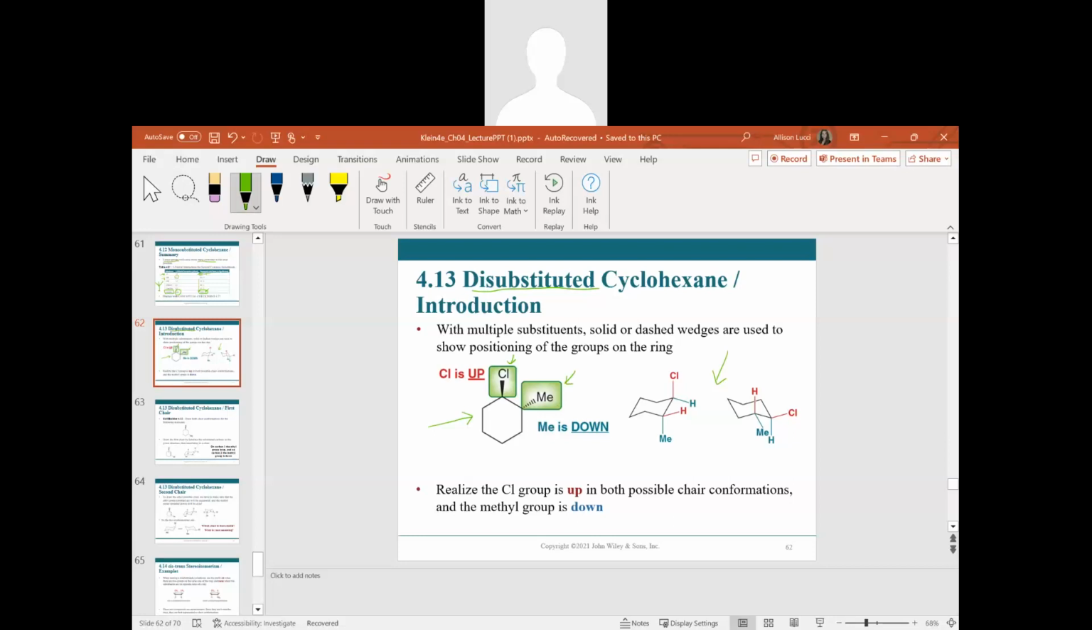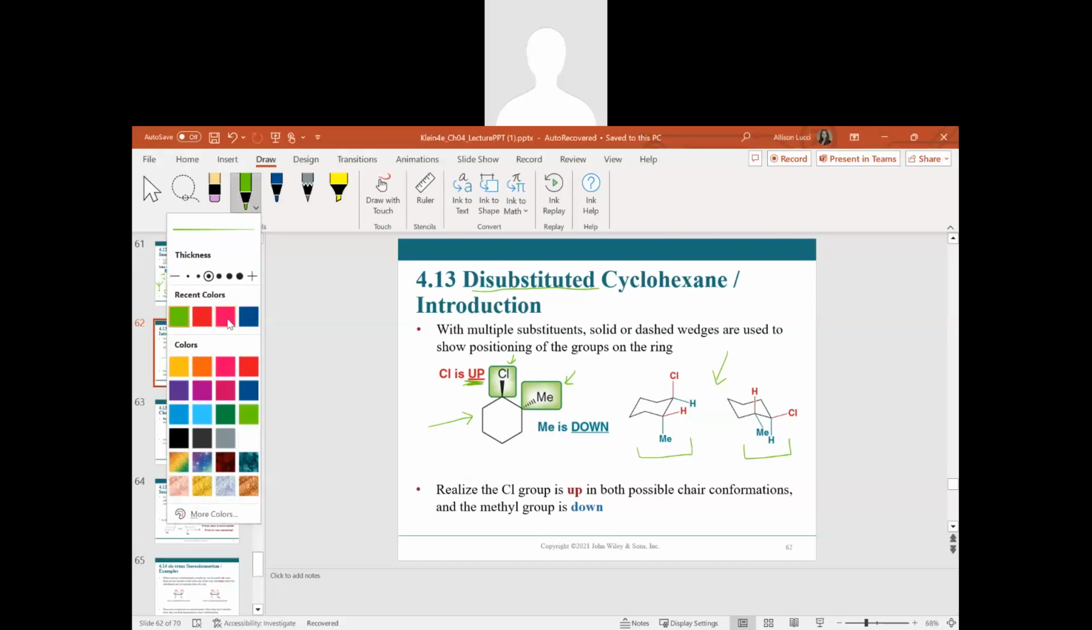Now that we have more than one substituent, we have to factor in their orientations in 3D space. So we can use dash and wedge notation to note the conformations of these substituents. Let's take a look at these two chair forms over here. What we see is that what is on our dash is the chlorine, and we decide that that will be pointing up. So that's what we see over here on this side.